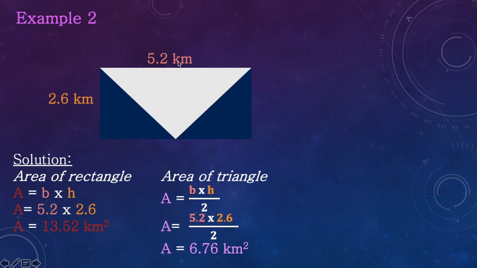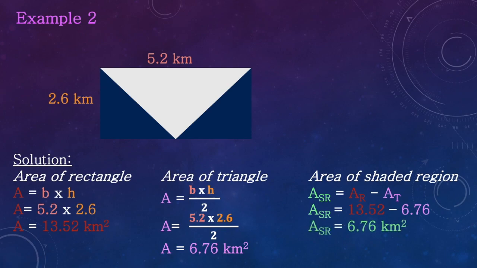So we know this has an area of 6.76 kilometers squared. Since this is being cut out, we're going to subtract it from our total over here, like we did before. So area of shaded region, or the blue region in this case, right? Same thing over here. The only thing I changed here is the area of T, which is triangle. Okay, so we're going to plug in our numbers, and we find out that the area of our blue shaded region is equal to 6.76 kilometers squared.